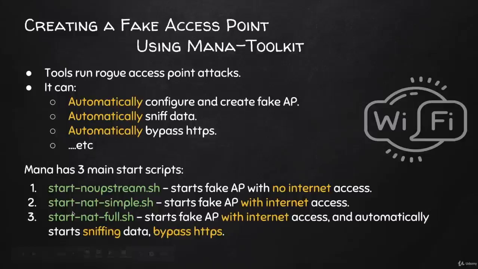Now I actually always use start-nat-simple. I never use start-nat-full because this fails a lot of the times, and we already learned how to start sniffing and bypass HTTPS using MITMf. So you can always start-nat-simple. This will start a fake access point for you with internet access, and then you can open another terminal window, use MITMf exactly as I showed you before, and you'll be able to sniff data and bypass HTTPS. You can also use Wireshark if you want to sniff the data and analyze them, again exactly as shown before.